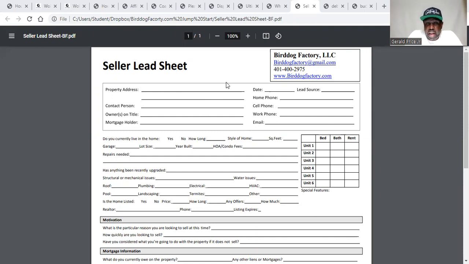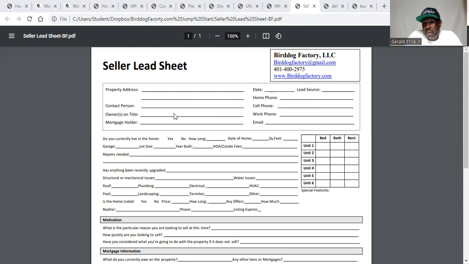So you start with the property address, you write down the date, you write down the lead source: who do you know script, Facebook, a networking event, that type of thing. Then the contact person. The contact person may not necessarily be the homeowner. It could be a real estate agent, the cousin, the brother, mother, uncle, friend. Contact person, phone number.